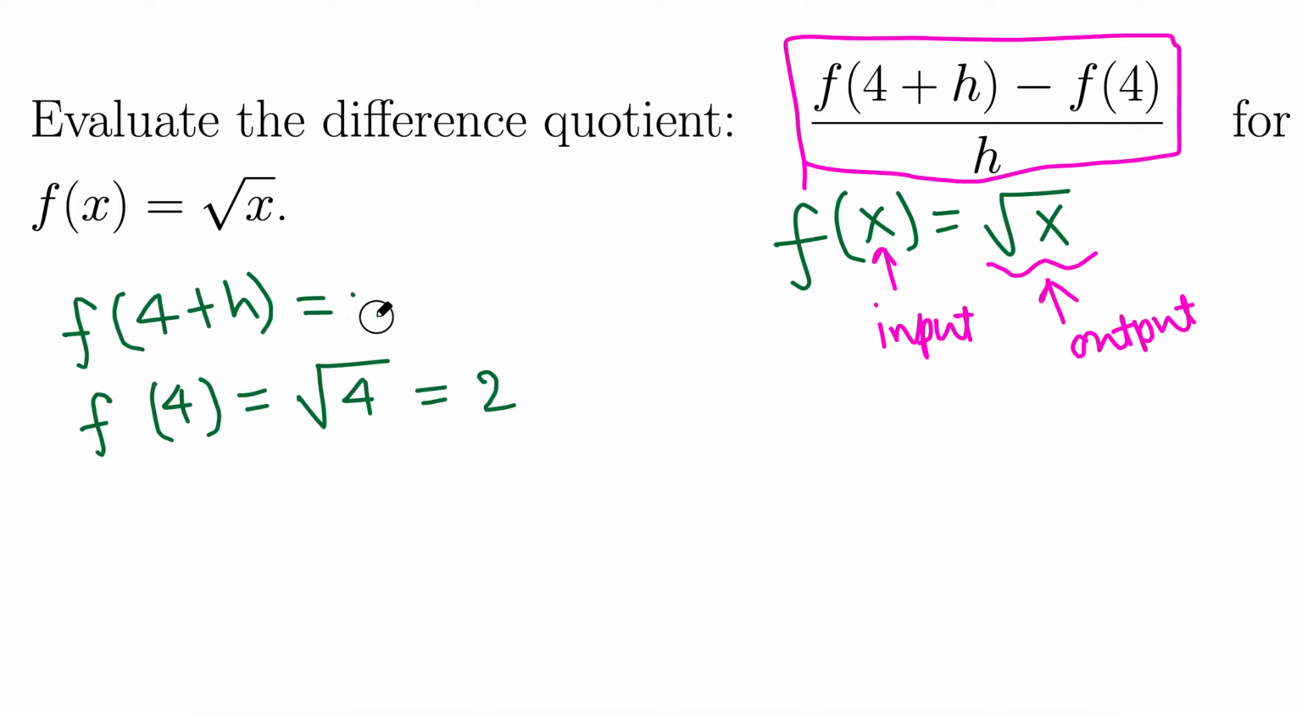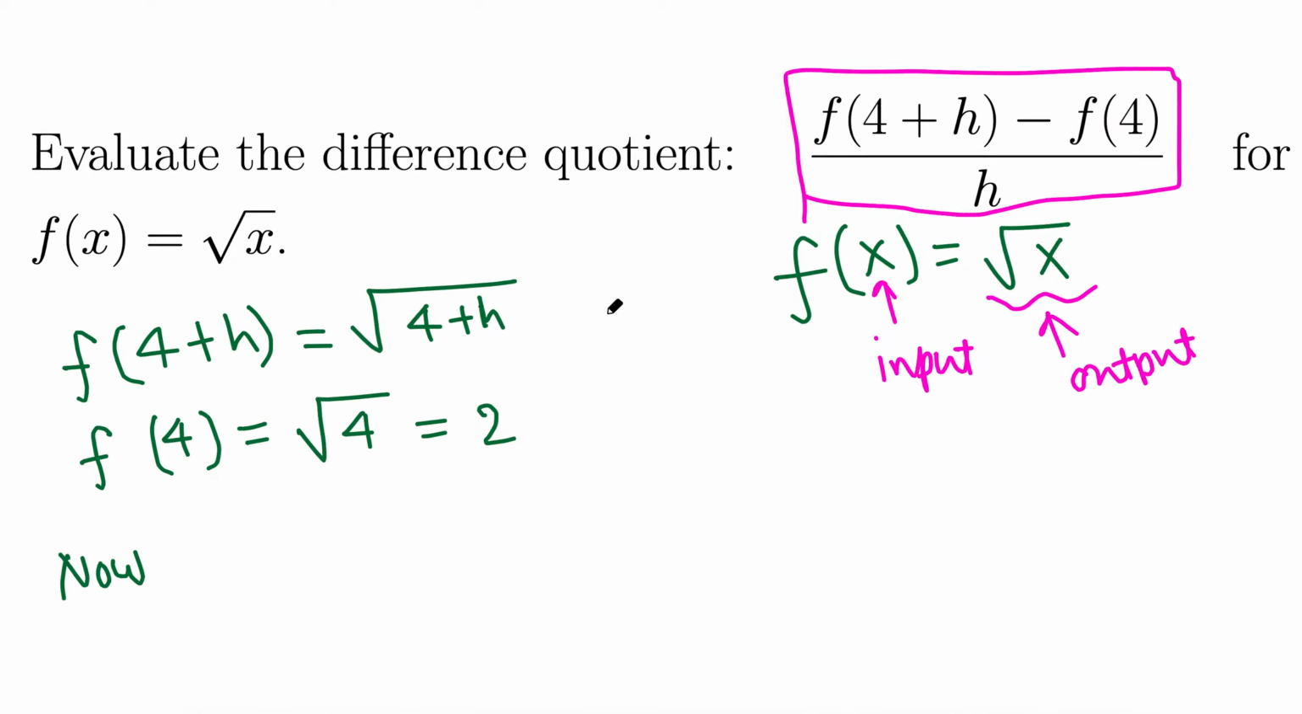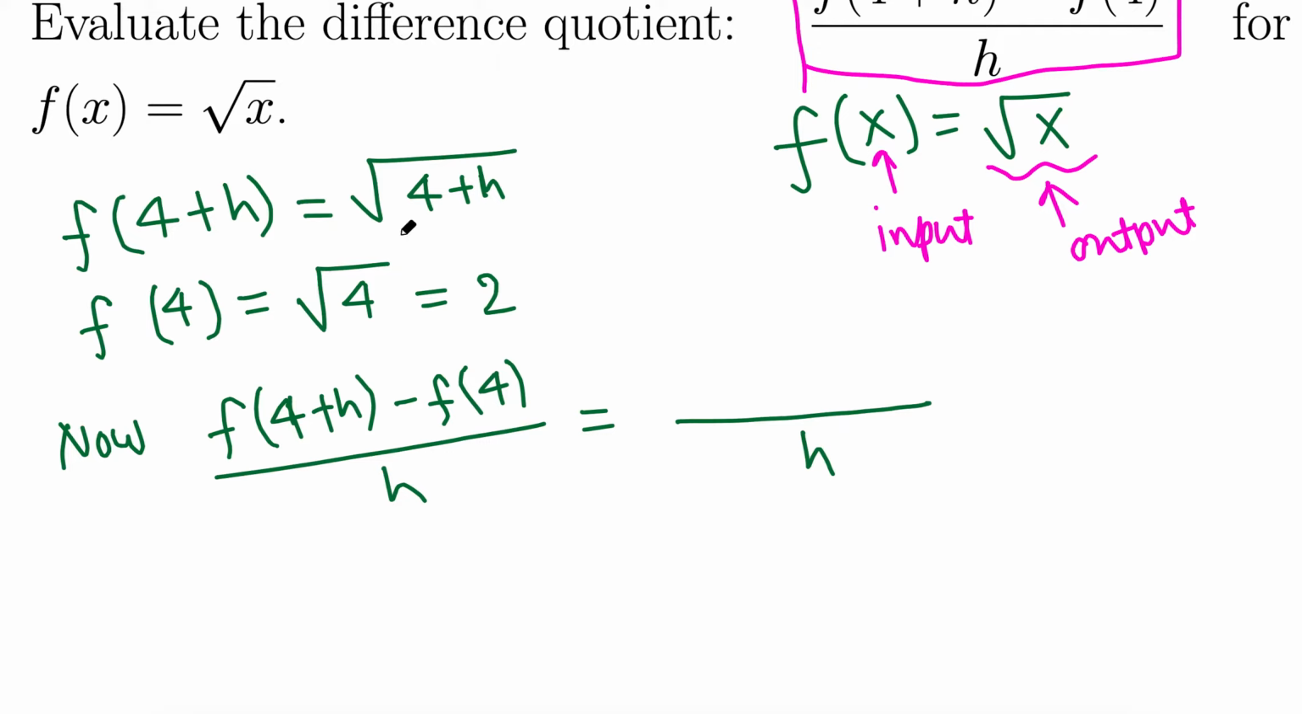Let me find f of 4 plus h. The input is 4 plus h, so the output is the square root of 4 plus h. In fact, 4 plus h is a quantity, but we don't need parentheses around it. That's all we need on the top, and we divide by h. Now the difference quotient is f of 4 plus h minus f of 4 all over h. In fact, this intermediate work is not needed. We could have started right here. That is h on the bottom, and on the top the square root of 4 plus h minus f of 4, which is just 2.